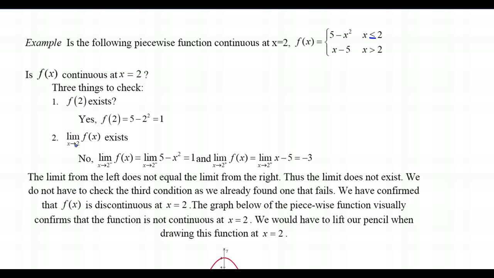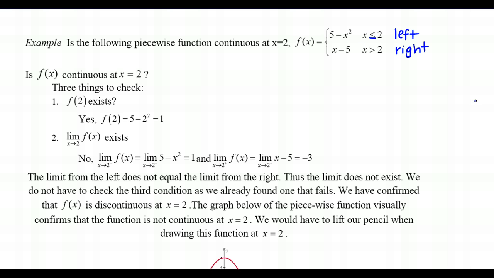For the second part, I need to decide if the limit as x approaches 2 of f of x exists. And here, I have to consider two limits, the limit from the left and the limit from the right, because 5 minus x squared is for values less than 2, so from the left of 2, and x minus 5 is for values bigger than 2, or to the right of 2. So in order to evaluate these limits, let's take a look at the graph.